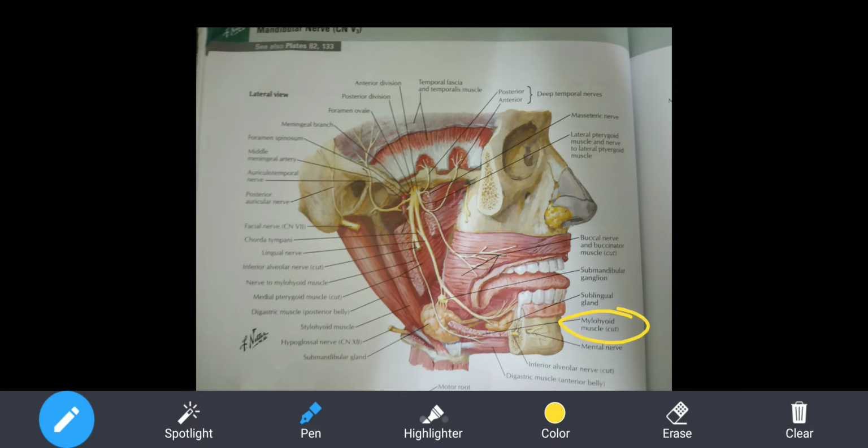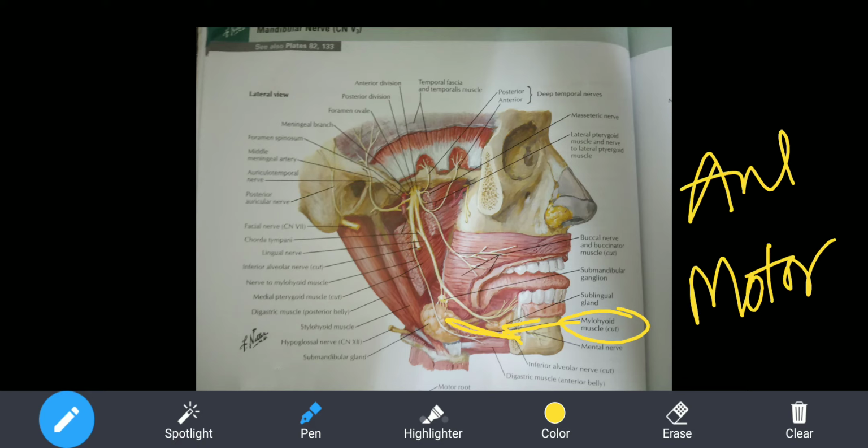See mylohyoid muscle, it is cut here. Can you see this oral diaphragm? Can you see a diaphragm-like structure? Mylohyoid muscle. In the dissection, you will see it very easily from this antero-inferior aspect. We had seen it. Mylohyoid muscle. So this mylohyoid muscle, oral diaphragm, it is also supplied by which branch? Which branch? Come on, this is the anterior division because all this motor supply is from what?